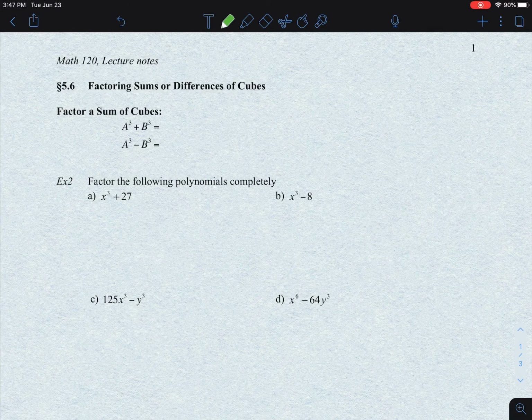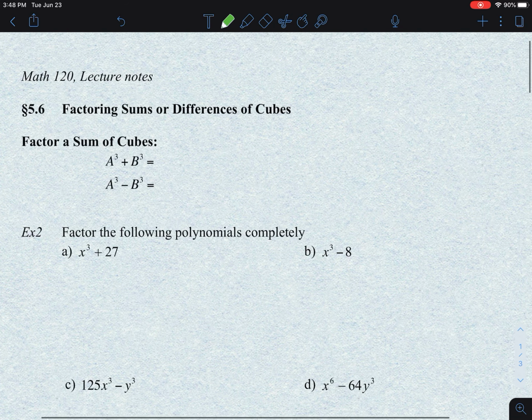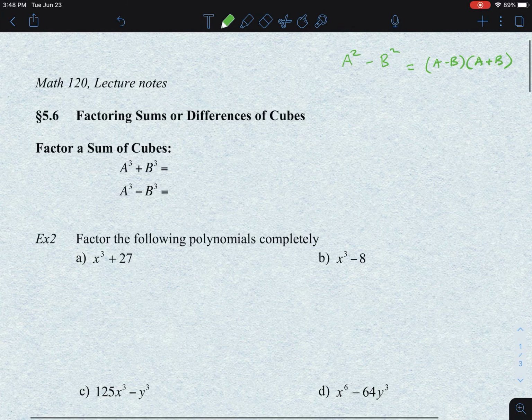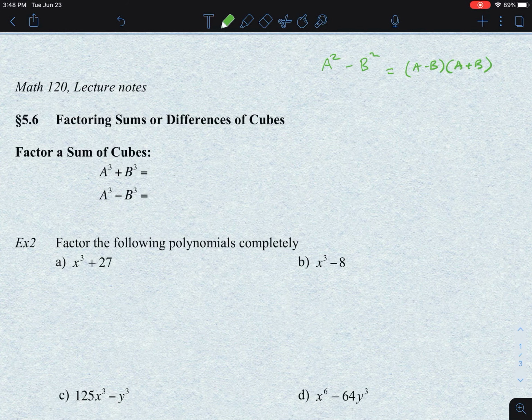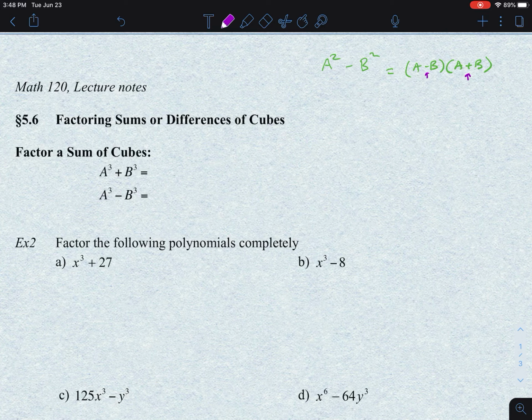In this video we discuss the difference and sum of two cubes, and how we factor them. The formula is a little more complicated than the difference of squares. So remember the difference of squares: if we have two squares and we're subtracting them, then the factors are a minus b times a plus b. The factors of a difference of squares are two binomials that are almost identical, but the difference is the sign in the middle. One is positive, one is negative.